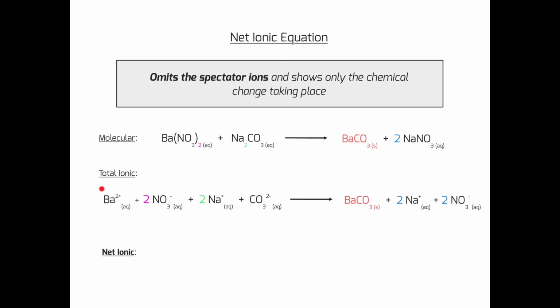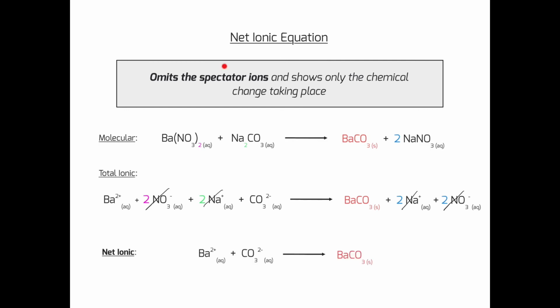So we can see that barium is not the same on both sides, right? So barium does participate in the reaction. Now we look at nitrate. So we have 2 nitrate ions on the left, and we have 2 nitrate ions on the right, which tells us that our nitrate ions did not participate in the reaction, which means that they're spectator ions, and they're not going to show up in our net ionic equation. We look at sodium, and we see that we have 2 sodiums on the left, 2 sodiums on the right. So sodium didn't participate in the reaction either, which means that sodium is also a spectator ion. Finally, we look at carbonate, and we see that carbonate is different on the left than it is on the right. So carbonate did participate in the reaction.